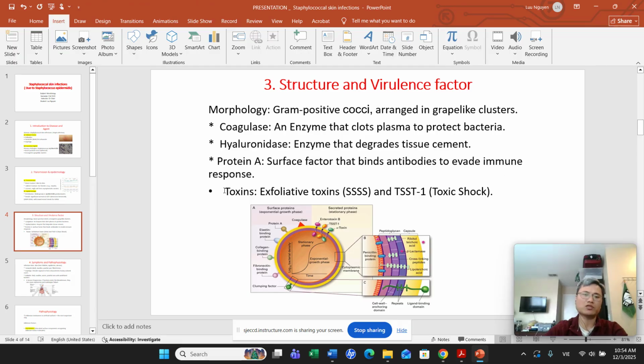They also have two types of toxins: exfoliative toxin and TSST-1, known as toxic shock. We can see here that is coagulase, protein A, and TSST. They also have some surface factors such as elastin binding protein, collagen binding protein, fibronectin binding protein, and clumping factor.